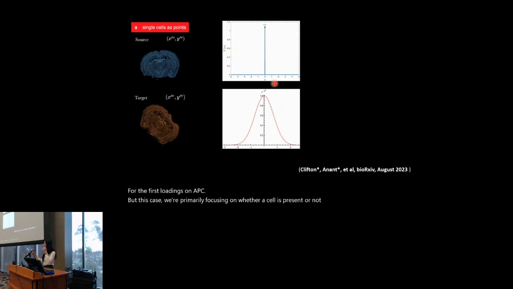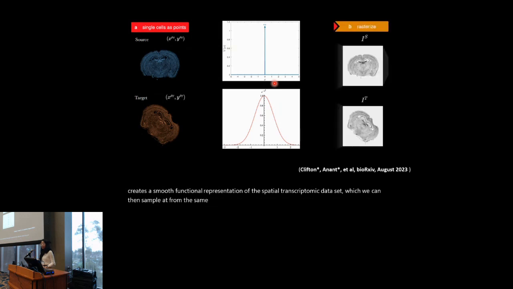But effectively, this creates a smooth functional representation of the spatial transcriptomic data set, which we can then sample at a certain resolution to effectively create an image. This process is called rasterization. So now, rather than having a million points, we have this smooth image representation of a source and a target image.